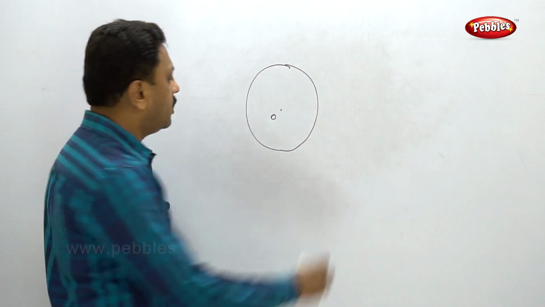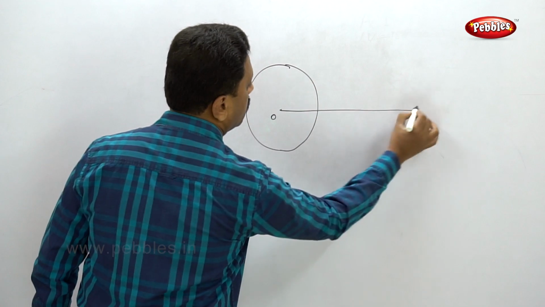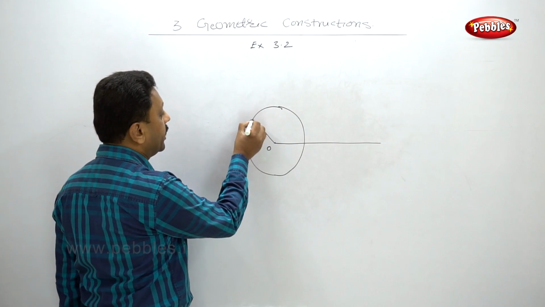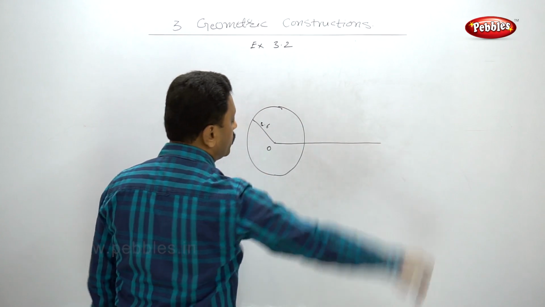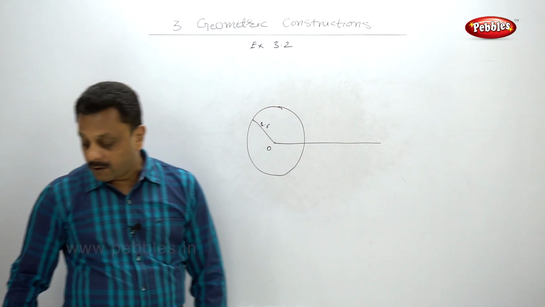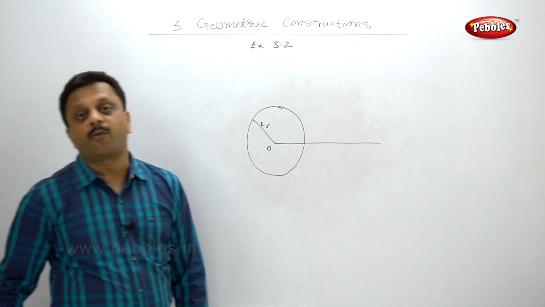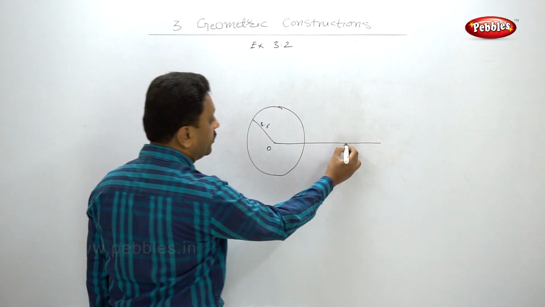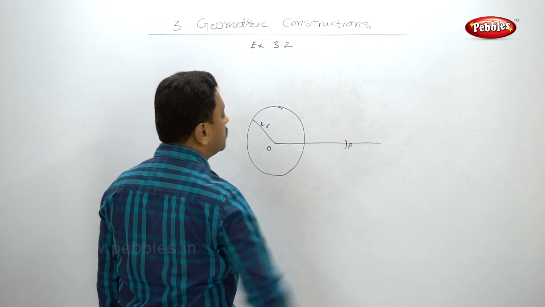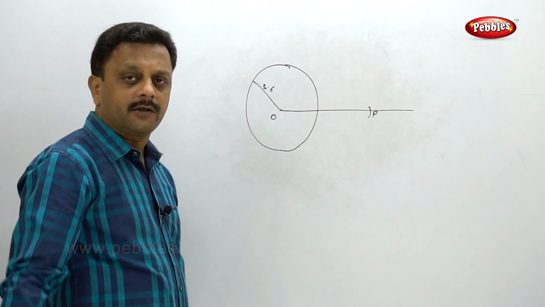Then I will just draw an extended line here. Radius is 3.6 here. I am just drawing one horizontal line, extended. Now at a distance of 7.2, in the compass I will take distance 7.2 and mark somewhere here. It is the point P. Forget about the original circle.